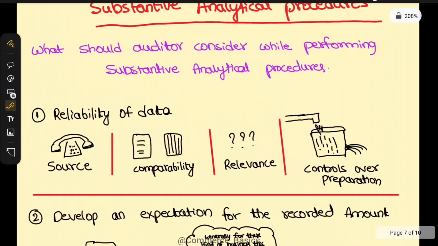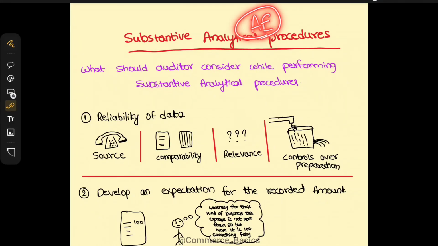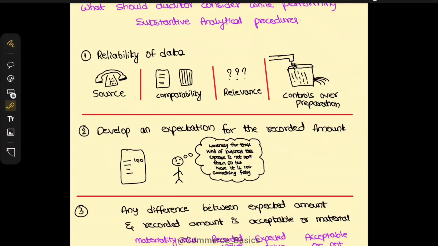Next, we'll study the substantive analytical procedure. We do it to gather audit evidence. We already discussed it. While gathering audit evidence, the auditor has to be very vigilant and very careful. So what should the auditor consider while performing this analytical procedure? The first thing is, he is comparing two data, so first he has to understand the data reliability.